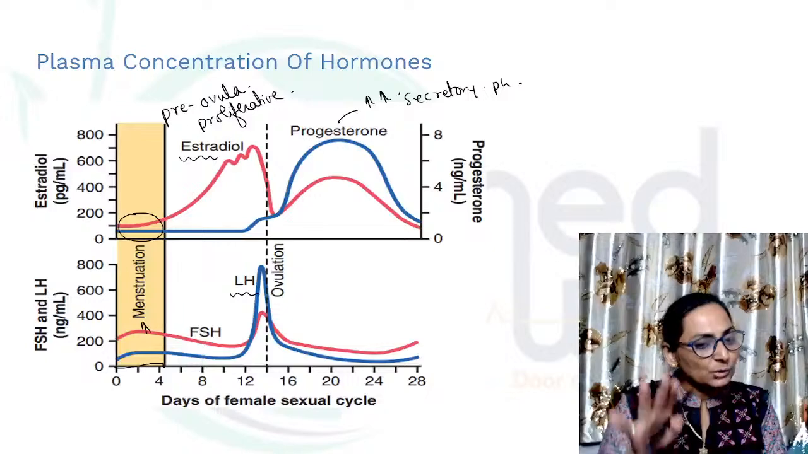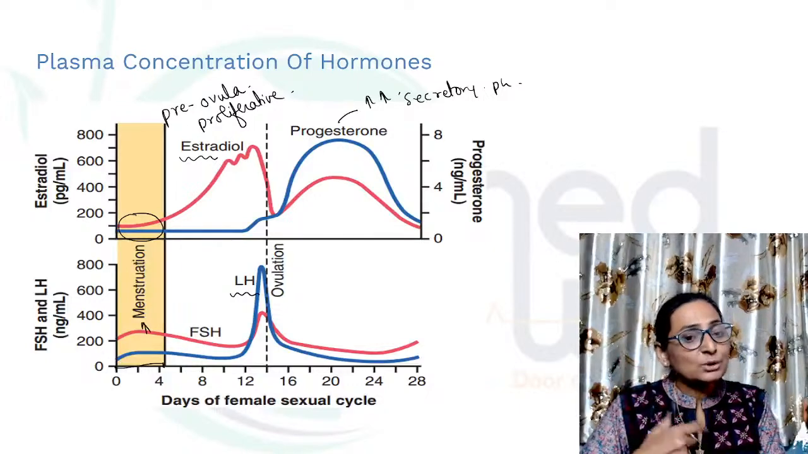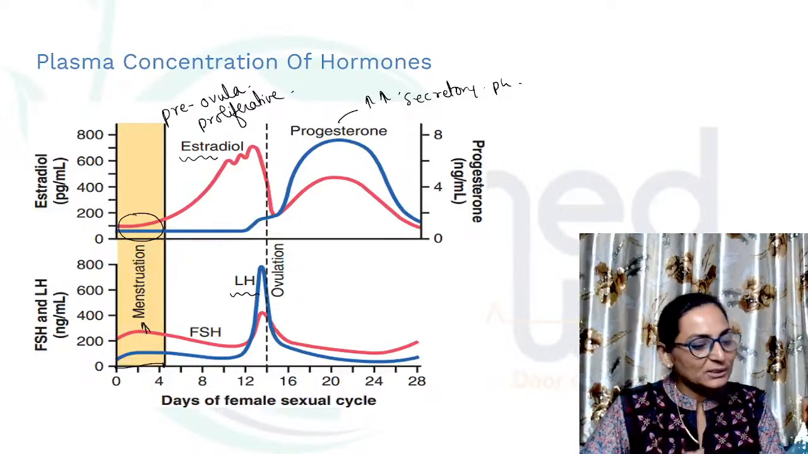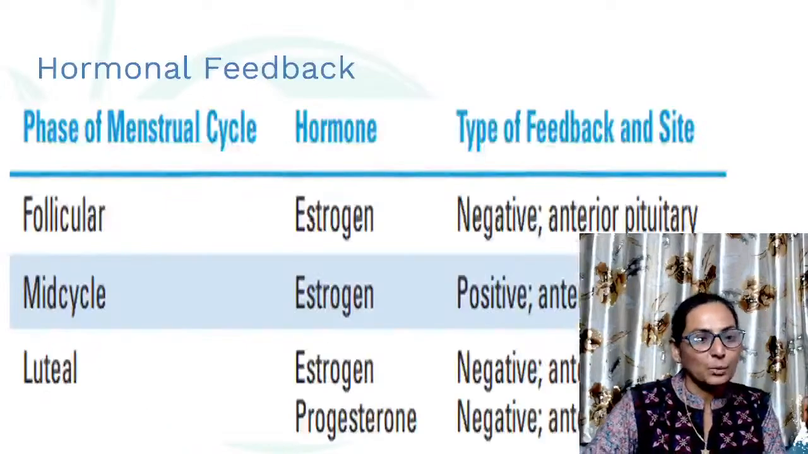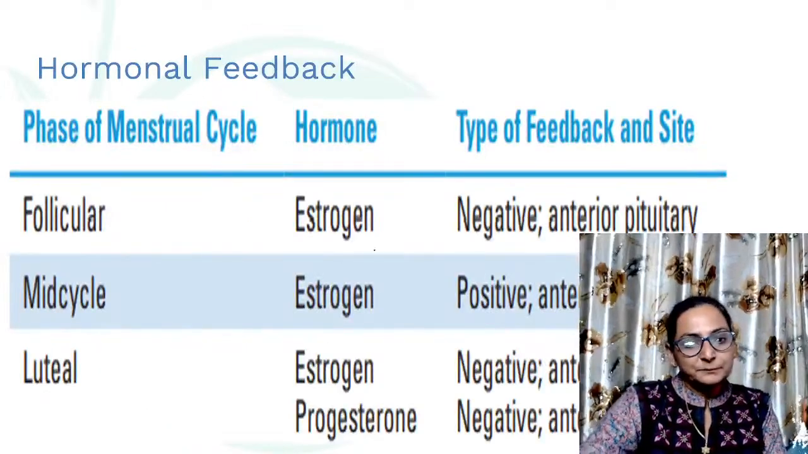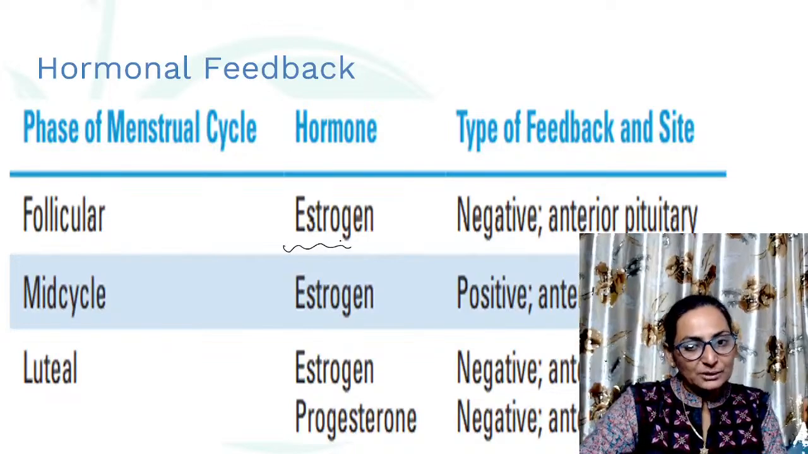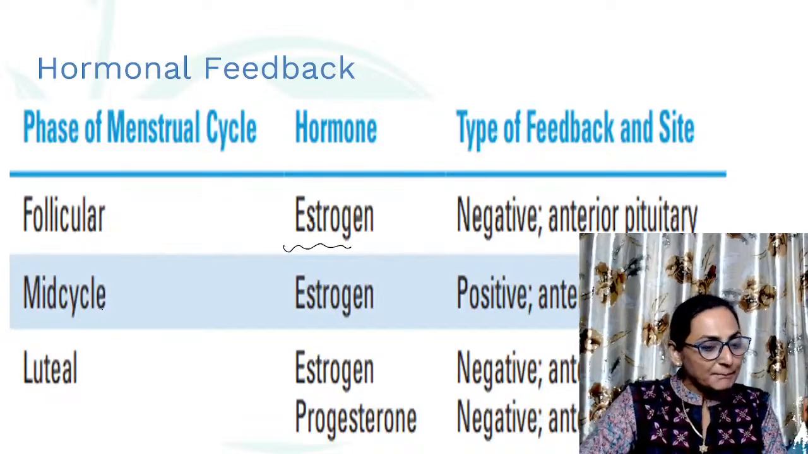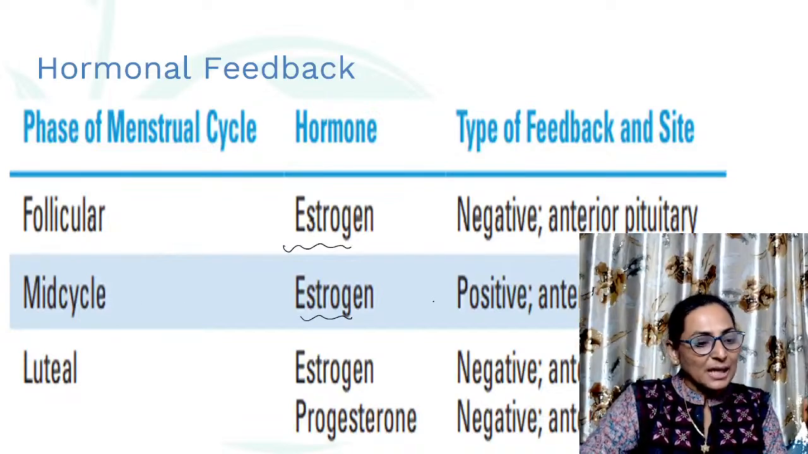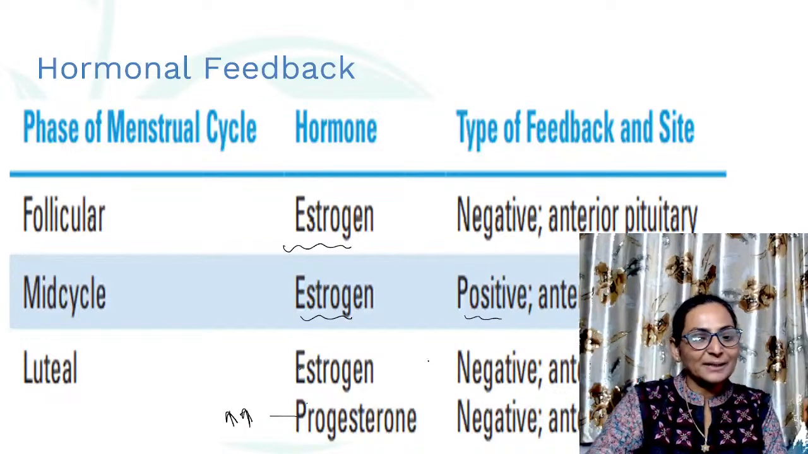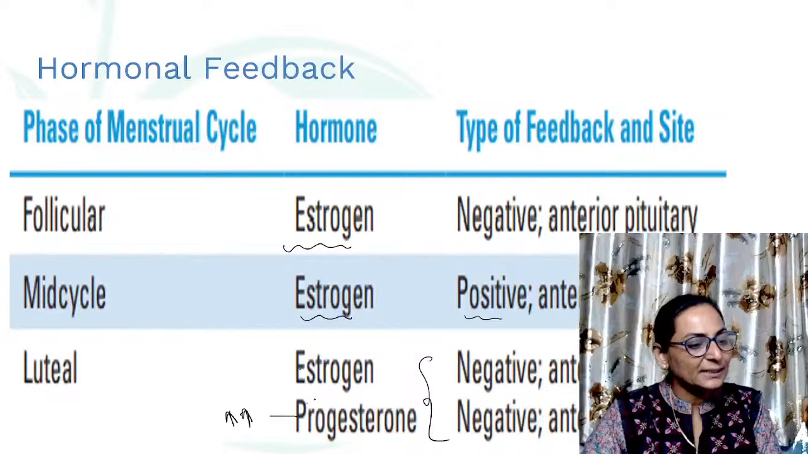And because the estrogen level goes down, there is no feedback to regulate FSH. The FSH level is going to be more. So, in the follicular phase, estrogen has a negative feedback effect on the anterior pituitary. Mid-cycle, again, estrogen has a positive feedback effect for LH. In the luteal phase, both estrogen and progesterone, however the progesterone will be more, have a negative feedback effect over the anterior pituitary.